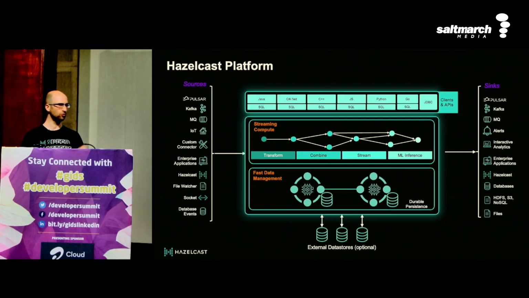So once you ingest data into Hazelcast, you have two options. The first option is stream processing and machine learning in real time. So you can do some kind of data transform. Obviously, if you want to do some kind of combination between multiple sources, or even stream processing and machine learning inference, you can do so.